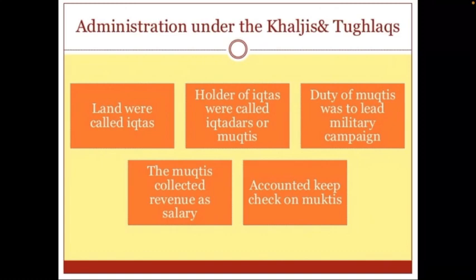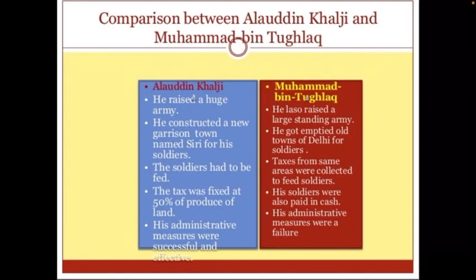First, let's read about Alauddin Khilji's policies. He raised a huge army. Then he constructed a new garrison town, which is named Siri today, and that was for his soldiers. The soldiers had to be fed. They had to be given food. The tax was fixed at 50% of the produce of the land. Whatever the farmers were producing, they had to give 50% of whatever they earned. His administrative measures were successful and effective. They had great effect on the society.